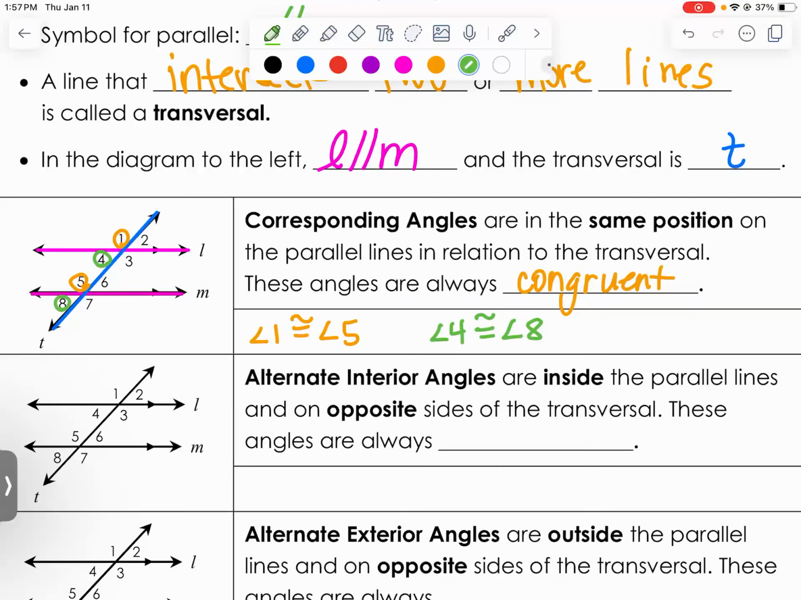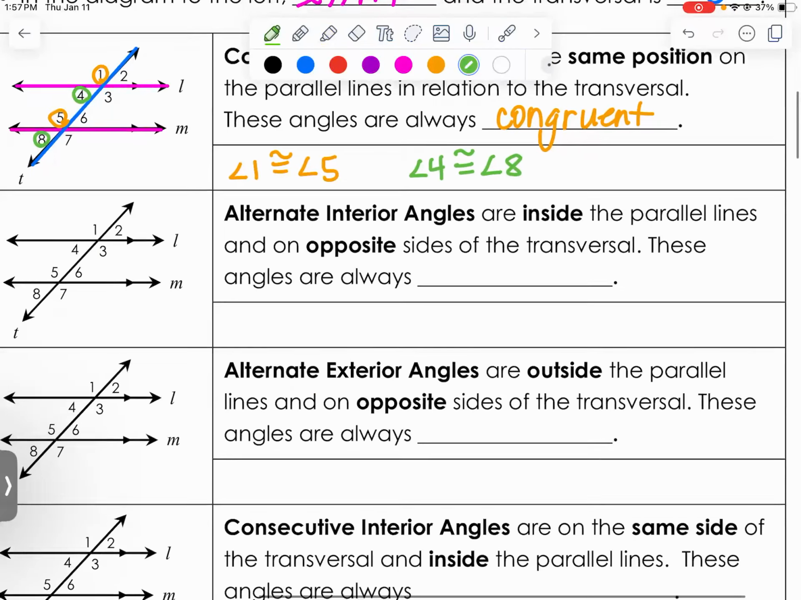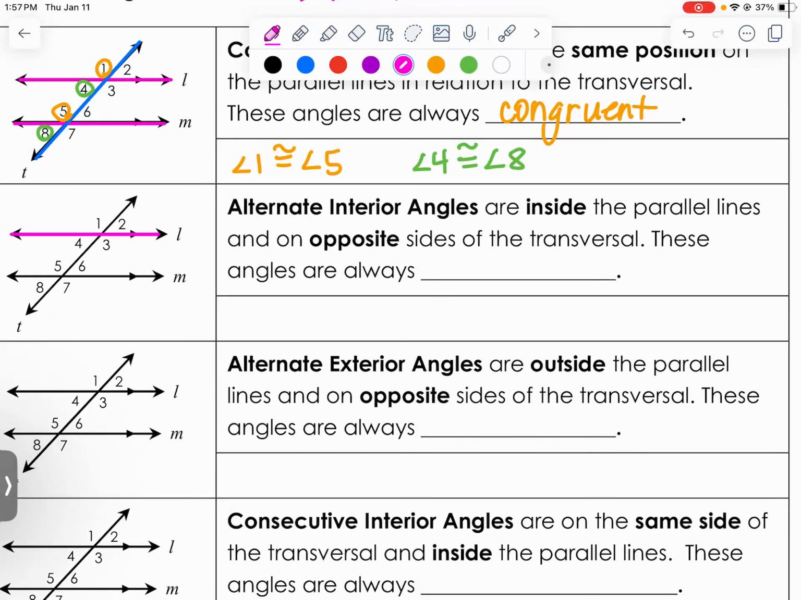Okay. Alternate interior angles. You still need your patty paper. Okay. So alternate interior angles are inside the parallel lines. So if we look at this picture, there are only 4 angles inside the parallel lines: 3, 4, 5, and 6. They're inside, like the hamburger of the sandwich.